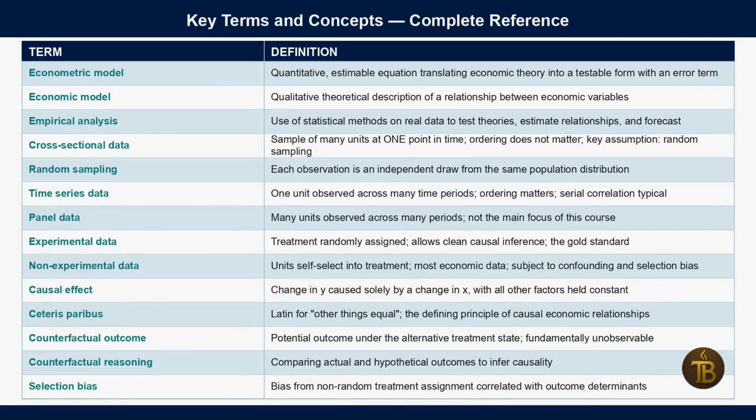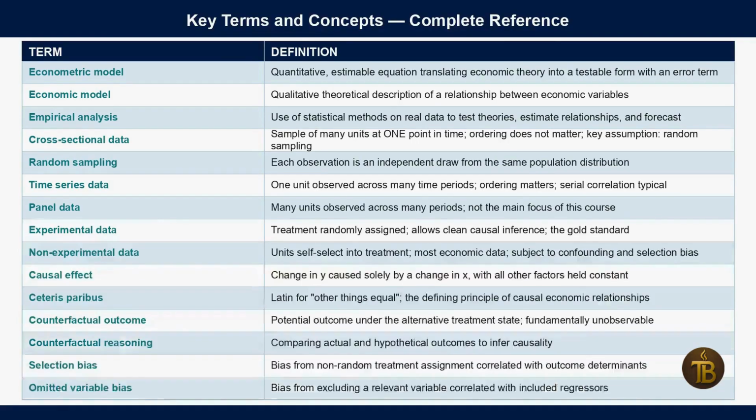Selection bias: bias arising from non-random treatment assignment that's correlated with the determinants of the outcome. Omitted variable bias: bias from excluding a relevant variable that's correlated with the regressors you did include.